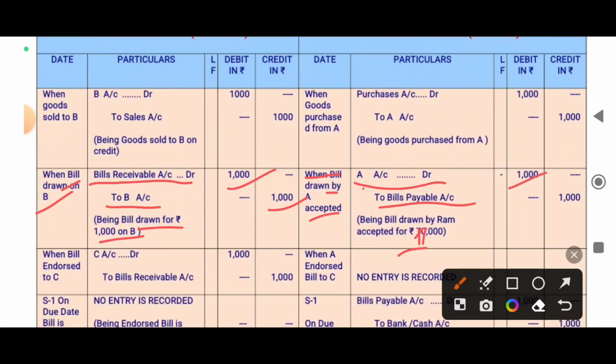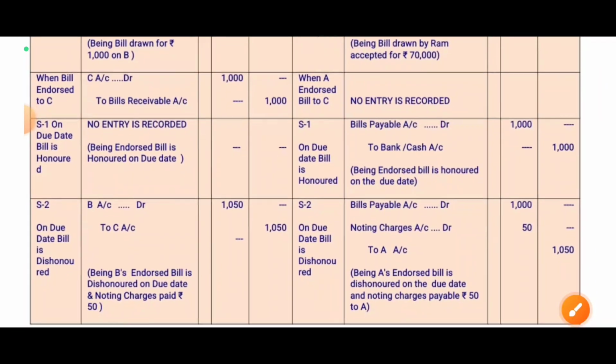1000 rupees, being bill drawn by A accepted for rupees 1000. Okay, next general entry.